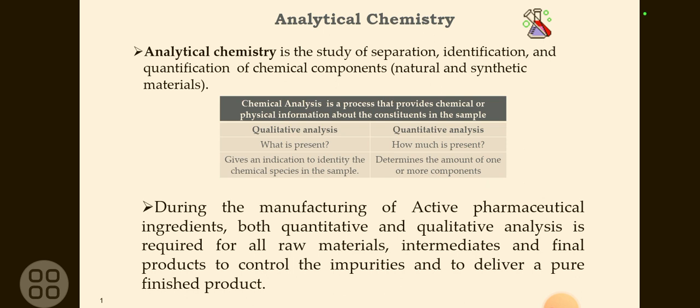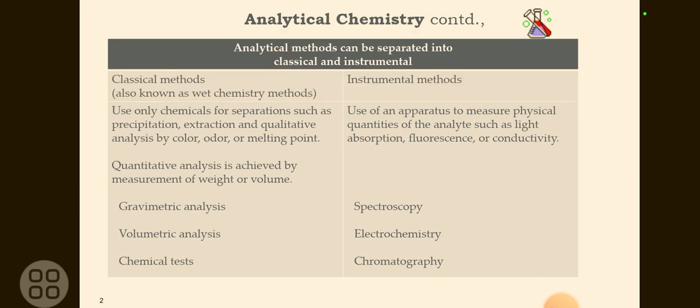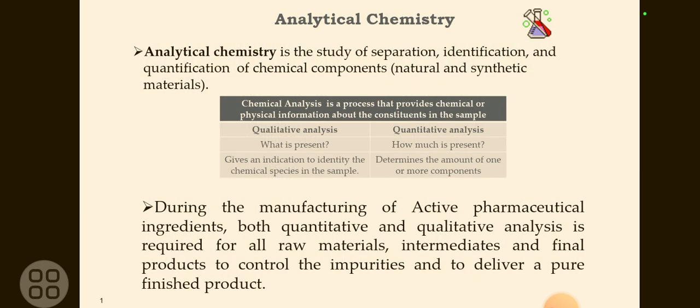If you see the table in this slide, chemical analysis is a process that provides chemical or physical information about the constituents in the sample. Basically, it is divided into two types: qualitative analysis and quantitative analysis. As I explained, qualitative means what is present in that material. Quantitative means how much is present in that material. Qualitative analysis gives an indication to identify the chemical species in the sample, and quantitative analysis determines how much amount is present in the sample.